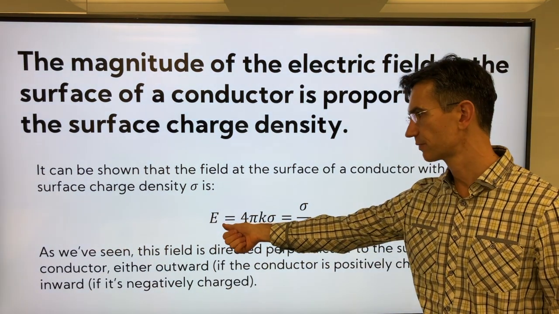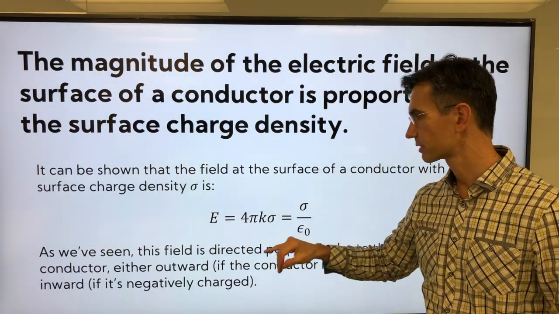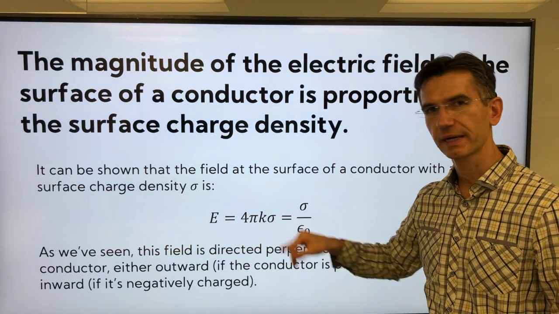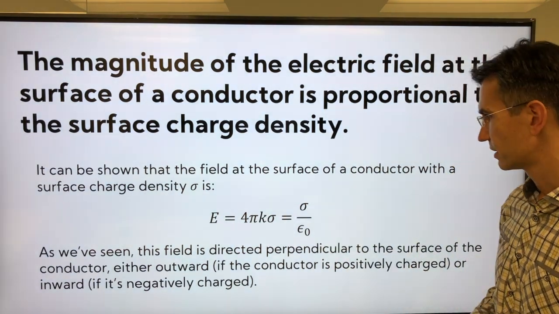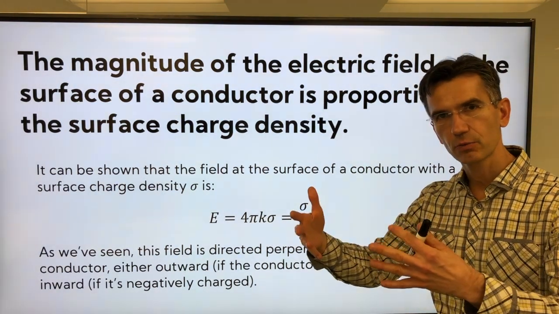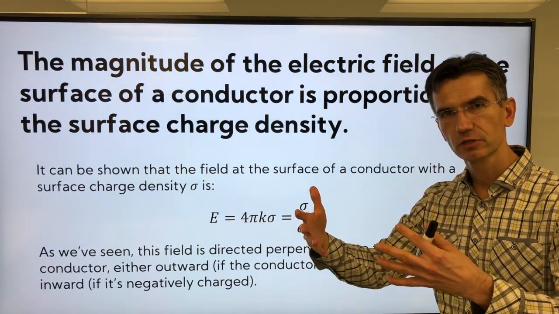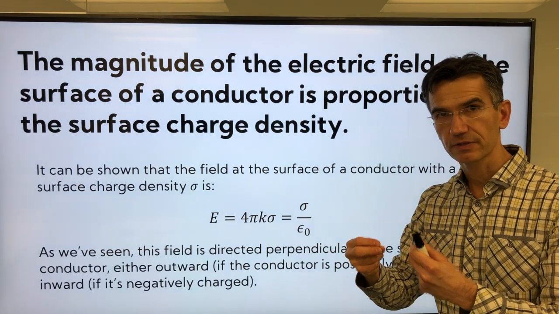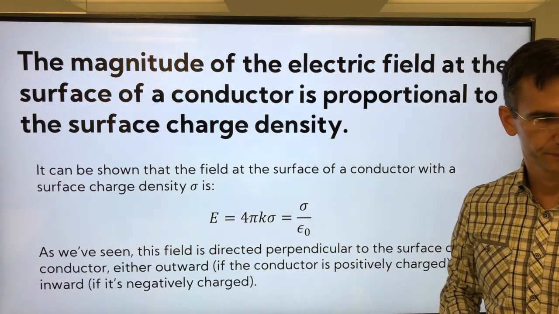So the strength of the electric field going away from the surface of the conductor is directly proportional to 4 pi k times the surface charge density of the conductor. And the electric field will point either directly outwards if the conductor is positively charged, or directly inwards at the surface if the conductor is negatively charged.